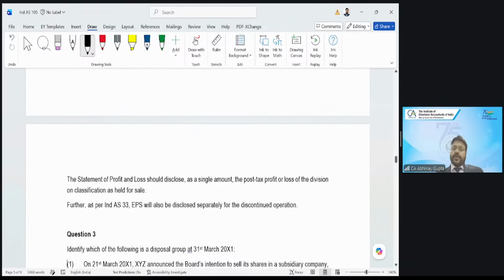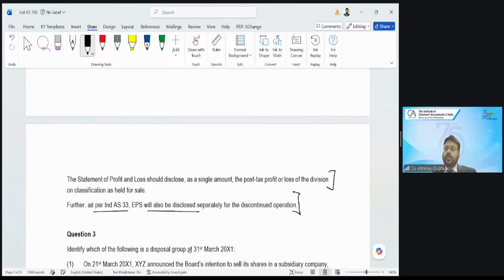The statement of the profit and loss should disclose a single amount, the post-tax profit or loss arising from the division on the classification of the held for sale, right? So if there is any profit and loss which is coming out of this division, that will be presented as a single amount in the profit and loss. And as per Ind AS 33, EPS will also be disclosed separately.